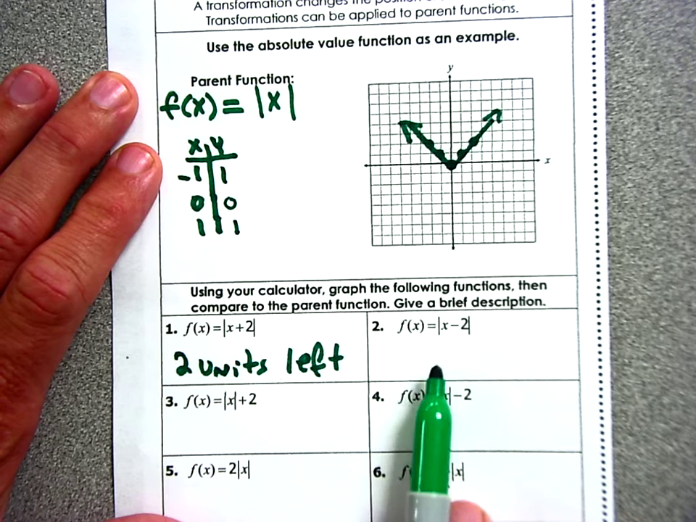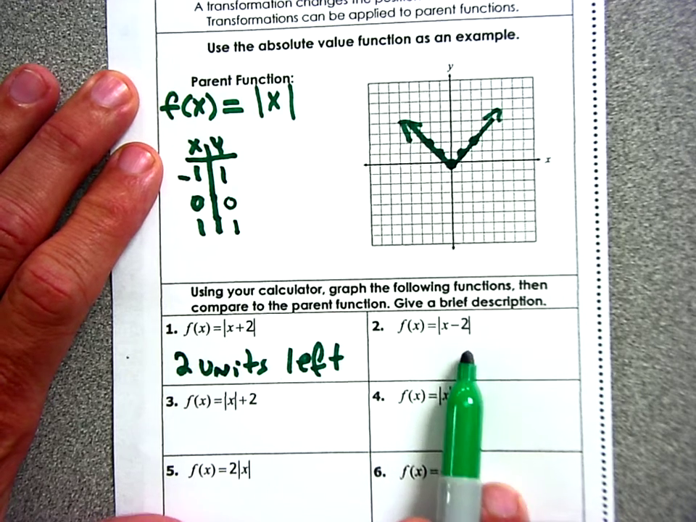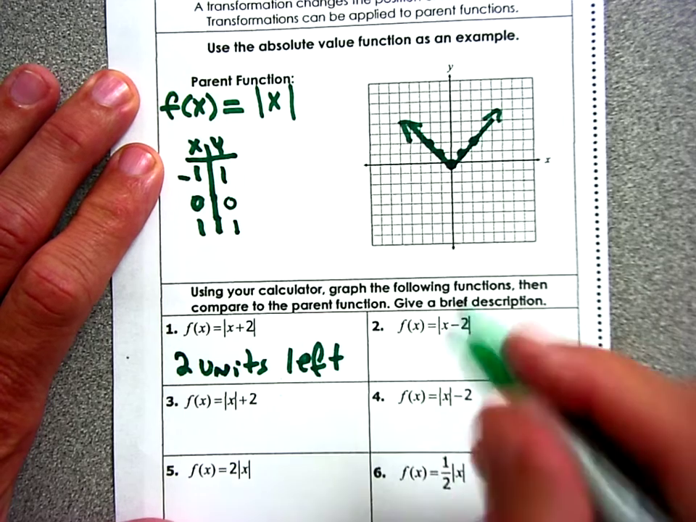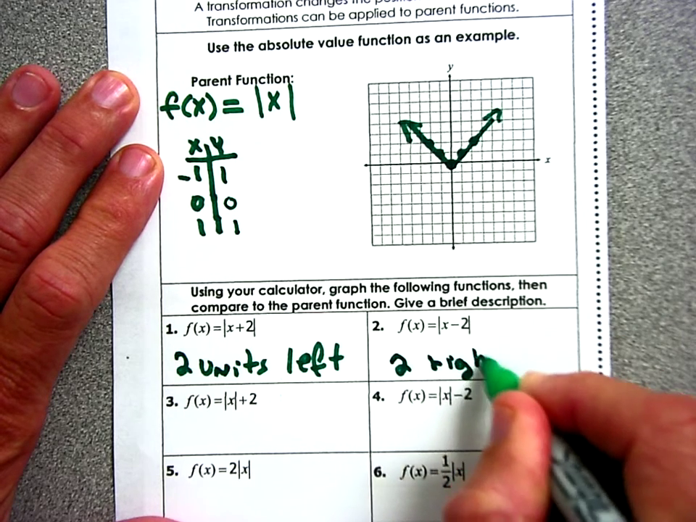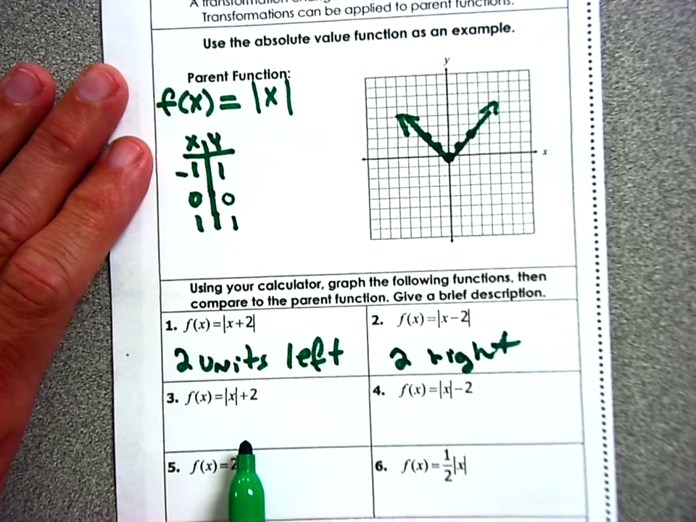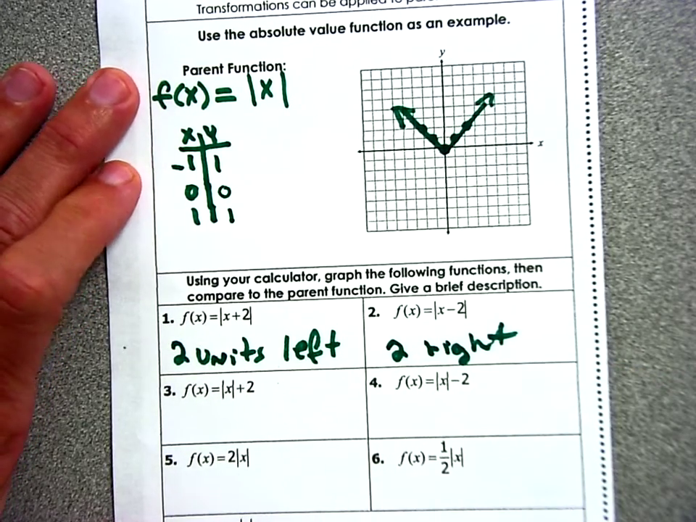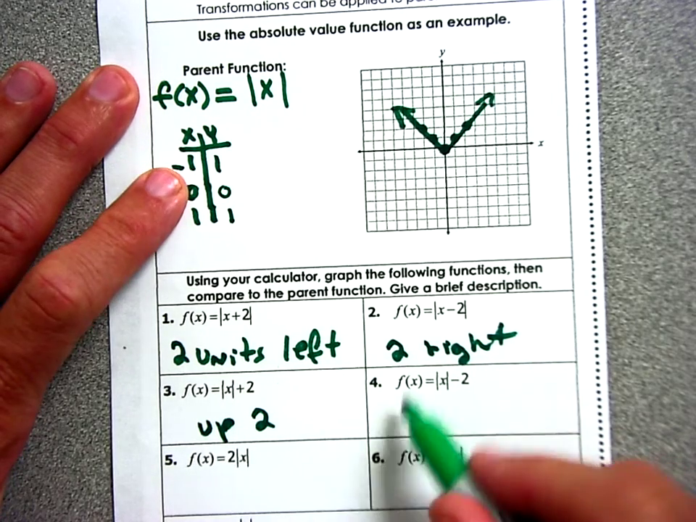Example 2: f of x equals absolute value of x minus 2. That minus 2 is on the inside of the operation, so it's 2 to the right. When you get to example 3, that plus 2 is on the outside, so it's up 2. Here would be down 2.